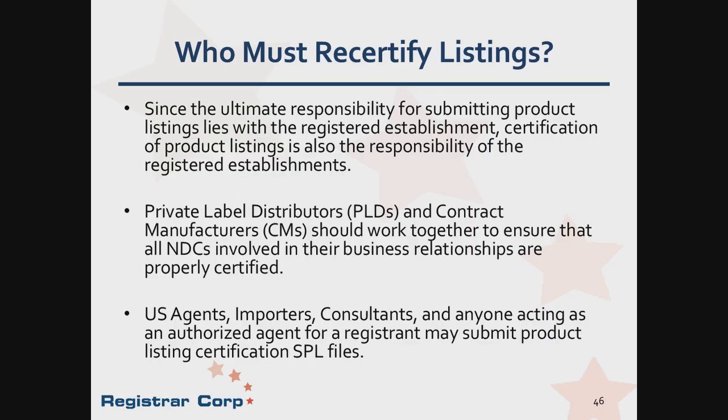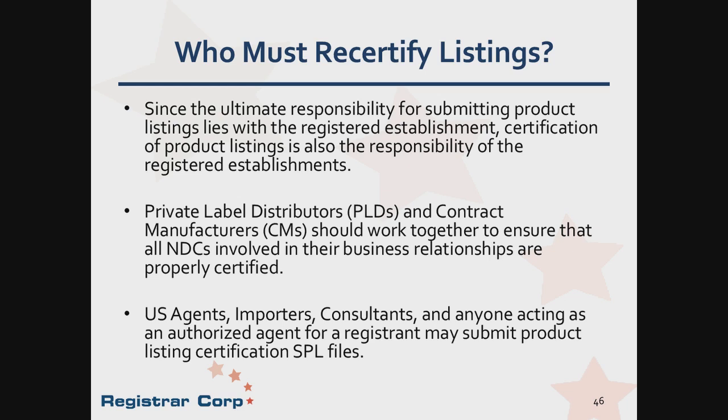The manufacturer of a drug product initially is responsible to list the drug product and to maintain the accuracy of the listing. Now, the manufacturer is also responsible to ensure that the products manufactured on site are also certified. When a contract manufacturer is manufacturing for a private label distributor, it is important that the two companies communicate who is listing and maintaining the drug product and under which labeler codes.